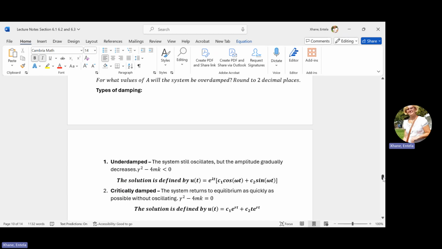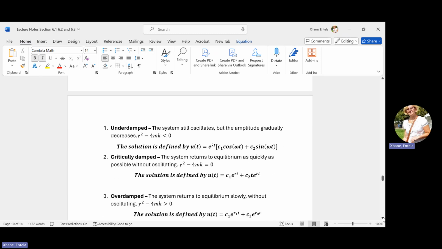And this is the equation. Now we have critically damped where the gamma squared minus 4mk is 0. The system returns to the equilibrium as quickly as possible without oscillating. And the solution is defined in this case by displacement equals C1 e to the power rt plus C2 t times e to the power rt.